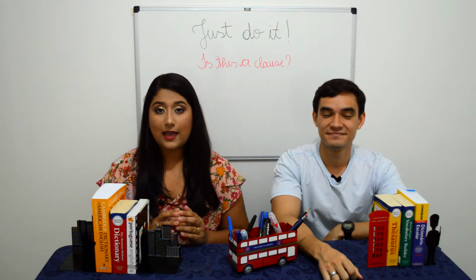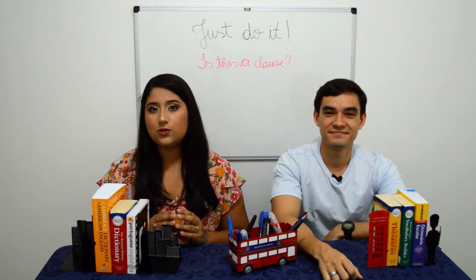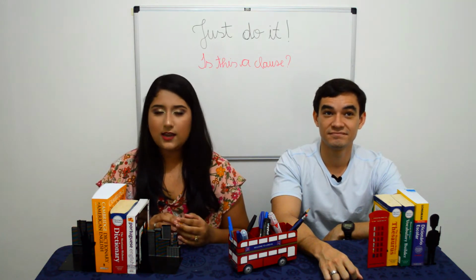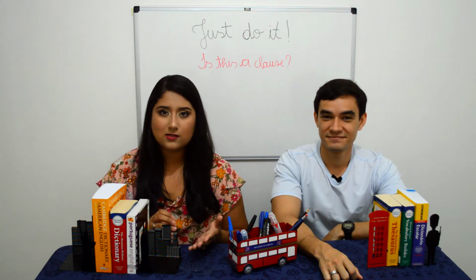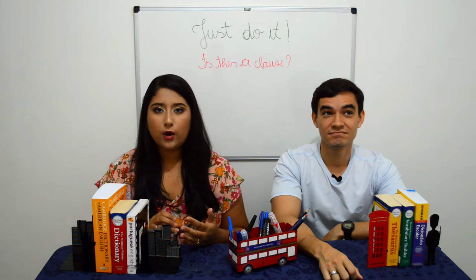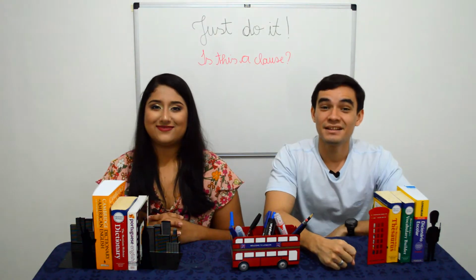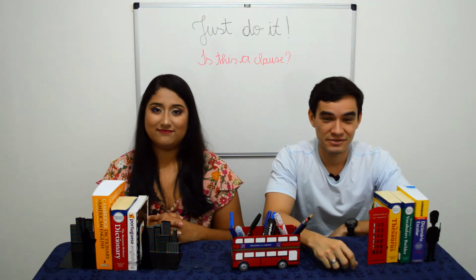Now, the second important aspect of this definition is that every clause needs to have a verb. If it doesn't have a verb, it isn't a clause. For example, if I say "nice" or "me too," these aren't clauses. Now, there are two general kinds of clauses.